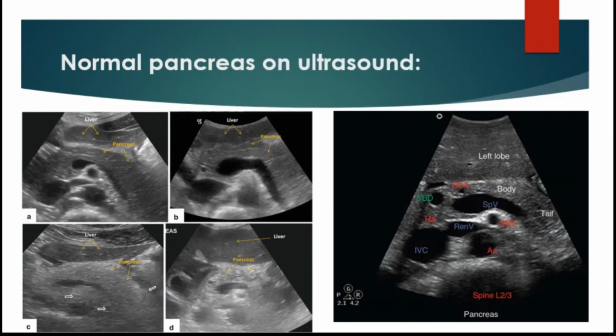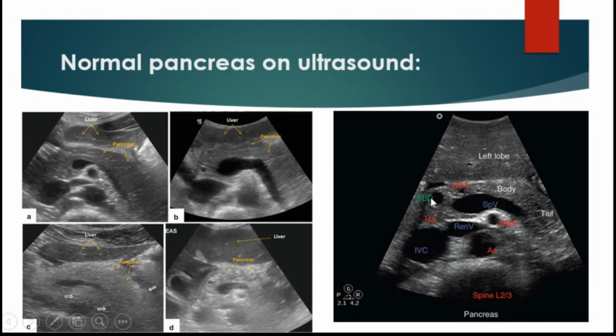Okay, now we came to the normal pancreas on ultrasound. How does it normally appear on the ultrasound? This is the pancreas. This is the head, this is the body. This is the splenic vein. This is the superior mesenteric artery. This is the aorta, this is the inferior vena cava, and this is the common bile duct.